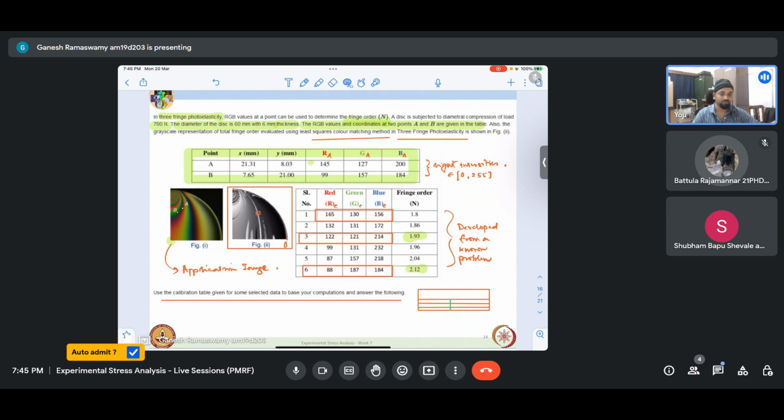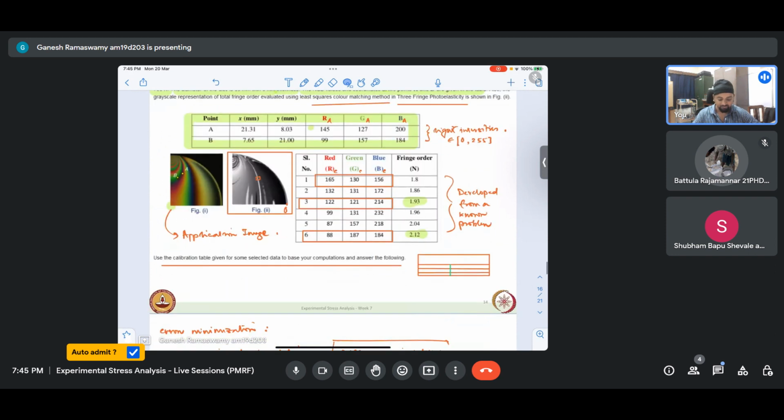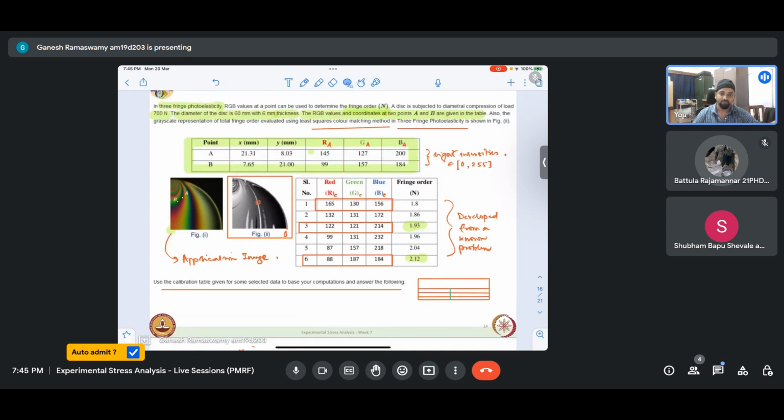But other than that, I've essentially run out of questions. But I hope that I've given you some overview of what the 3D analysis and TFP and stress freezing is about. So if there are any other questions in this regard, please do ask. I'm happy to take them now.